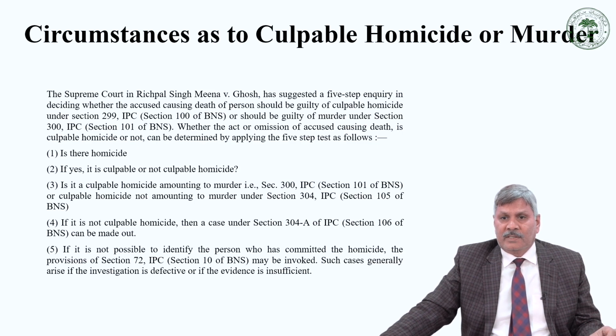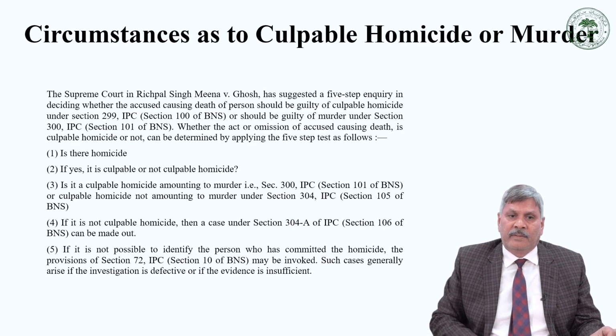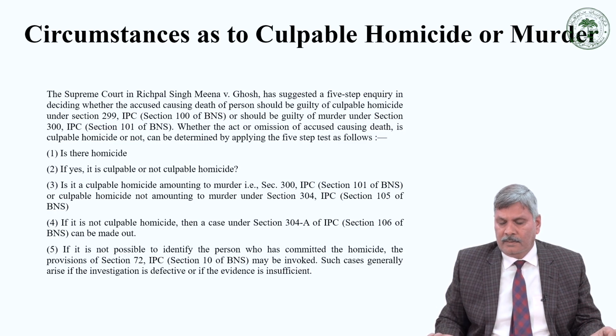The question to be considered by the court is whether the accused has done an act by doing which he has caused death of another. Whether it is murder or culpable homicide will depend on proof of such causal connection between the act of the accused and the resultant death.